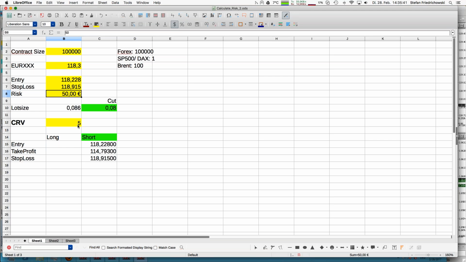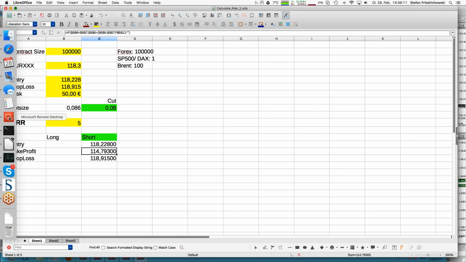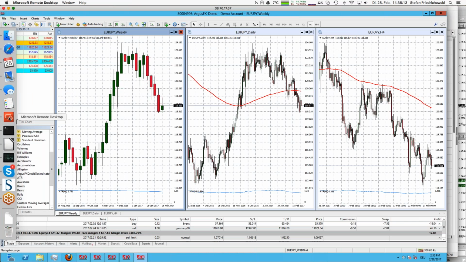And again, we want to trade with a risk-reward ratio of 5 in this case. So take profit for that trade is 114.793, and the lot size is 0.08. So that is everything we have to do in order to calculate that kind of trade. So therefore, of course, it's time to place the order as well.